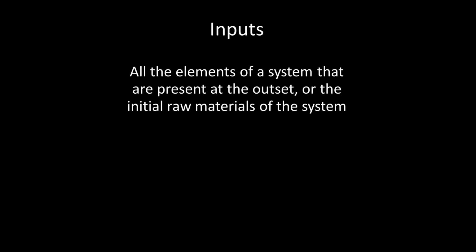So the first concept is that of inputs. And so when we think of inputs, an input is all the elements of a system that are present at the outset or the initial raw materials of the system. So in terms of a group, this can incorporate things like members' attitudes, the abilities and experience of members, information or items that were brought to the group by members from the outside, as well as the group's purpose, their reason for being.